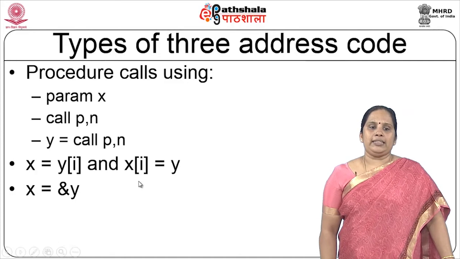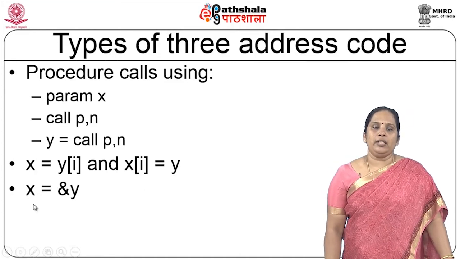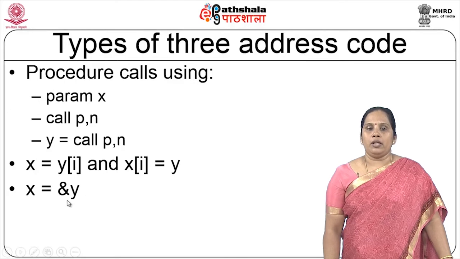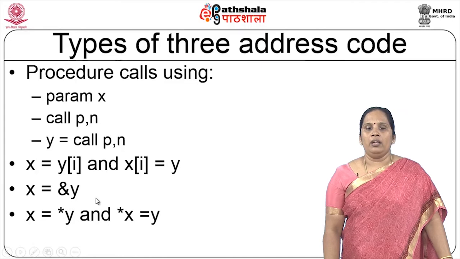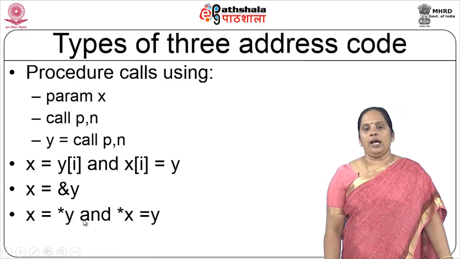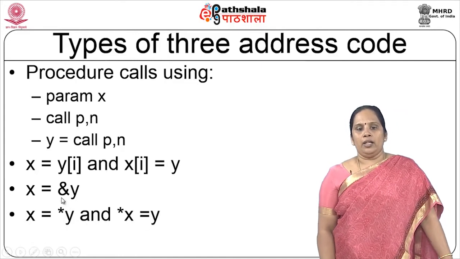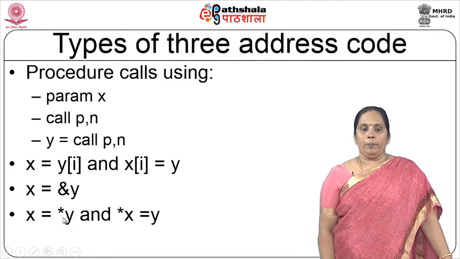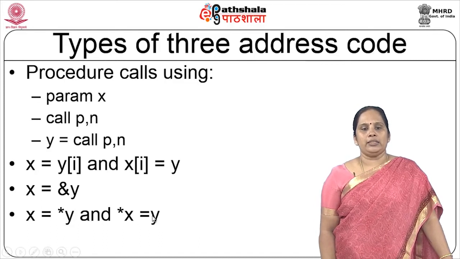The next one is X is equal to ampersand Y. This is a dereference scenario. X is equal to address of Y. So I am getting the address of Y and assigning it to X. So this is going to be X is equal to star Y, dereferencing operator. This is the address operator, this is the dereferencing operator. X is equal to star Y and star X is equal to Y.